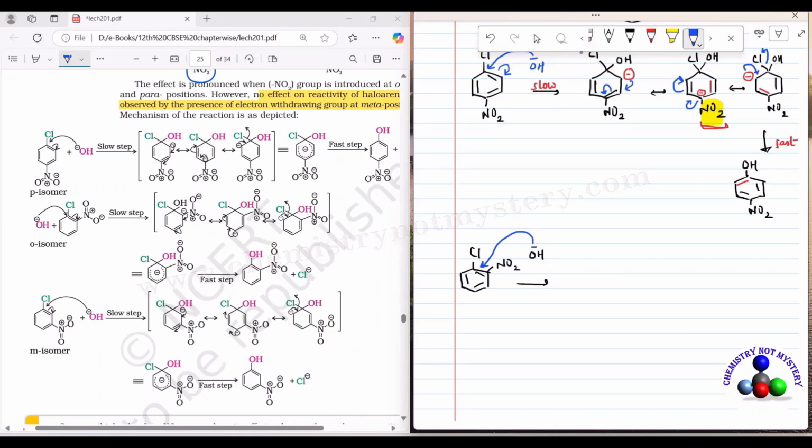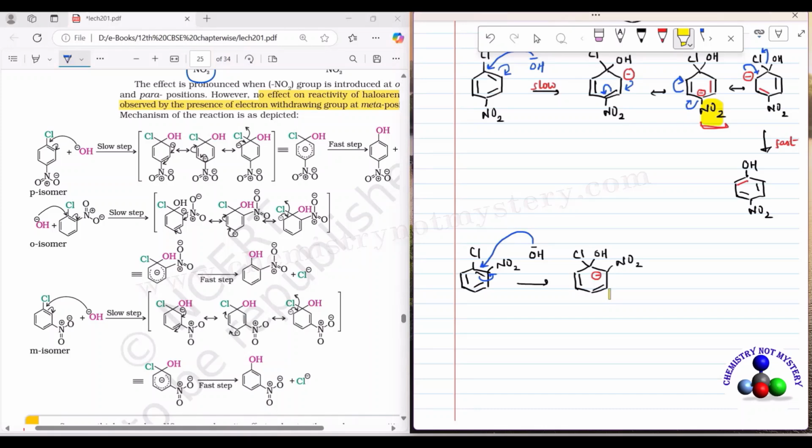And to make a bond with the incoming nucleophile, this pi bond moves to the next carbon. So here you will get the transition state. In this transition state, these two bonds remain as they are, and here the nitro group was bonded, and now OH will get attached to this carbon to which chlorine was bonded. As the pi bond moves to this position, a negative charge will develop at this position.